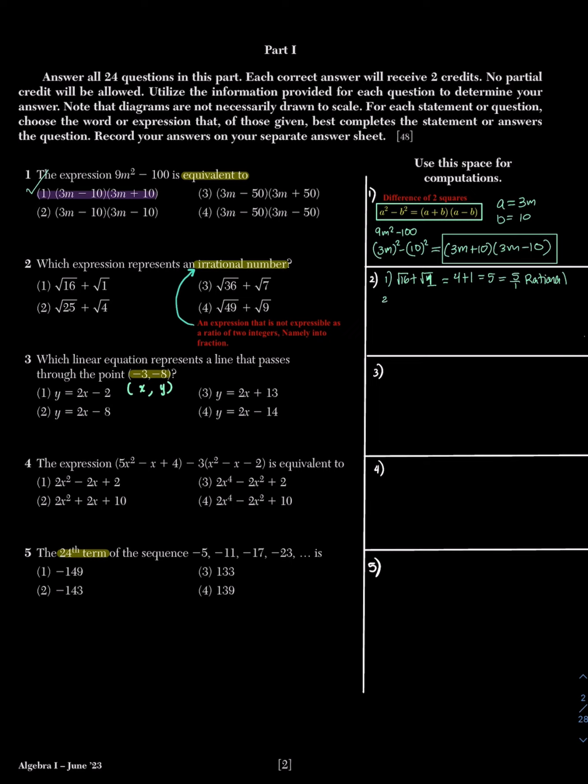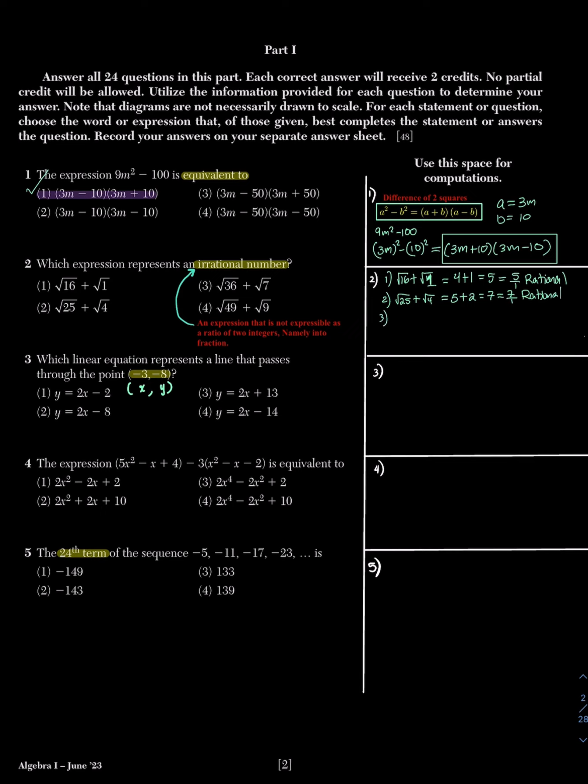Look at choice 2. In choice 2, once again, we are presented with 2 perfect squares. The square root of 25 plus the square root of 4. The square root of 25 comes out as 5, and the square root of 4 is expressed as 2. 5 plus 2 is 7, and 7 once again is an integer, which can be rewritten as a fraction by placing it over 1. So 7 over 1, and then again, it's rational.